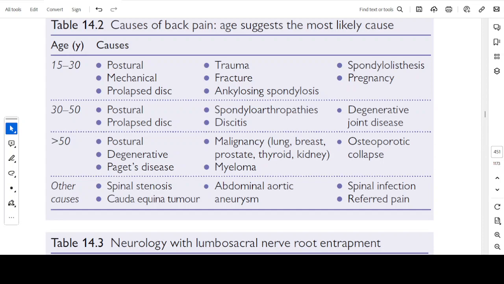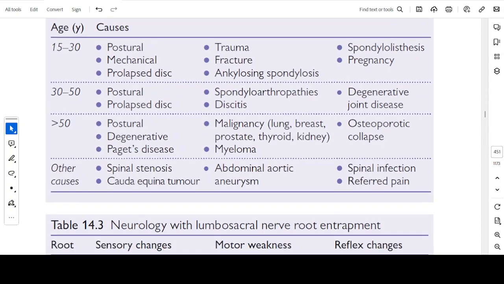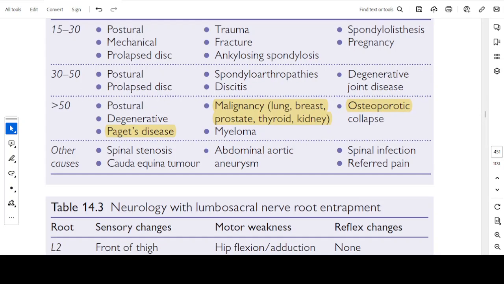More than 50: postural, degenerative, Paget's disease, malignancy (lung, breast, prostate, thyroid, kidney, myeloma), osteoporotic collapse. So after 50 you also have to consider malignancies, Paget's disease, degenerative disease, myeloma, and osteoporotic disease. Other causes could be spinal stenosis, cauda equina, tumor, abdominal aortic aneurysm, spinal infection and referred pain.